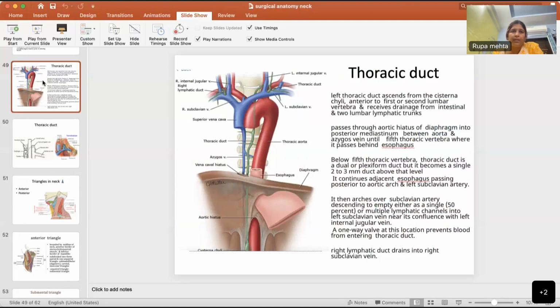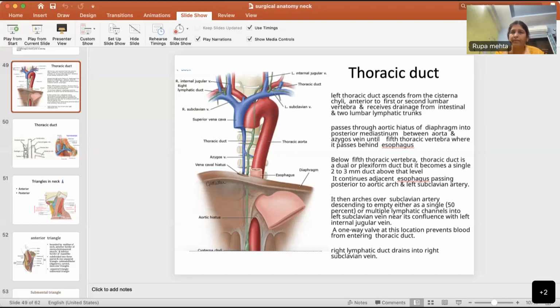So see, the thoracic duct originates in the abdomen. Cisterna chyli is there. From that, it originates and traverses through the diaphragm. At the level of T5, it becomes posterior. And then it ascends in the neck and ends at the junction of the IJV and subclavian vein. So I'll just show you the diagram if I can. Just a minute. This diagram, if you see.